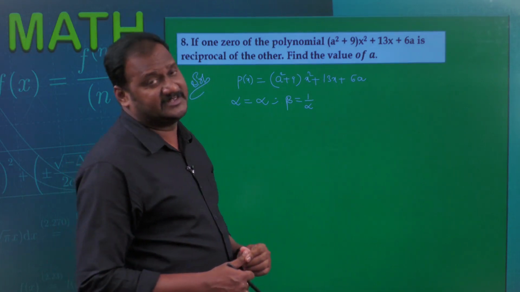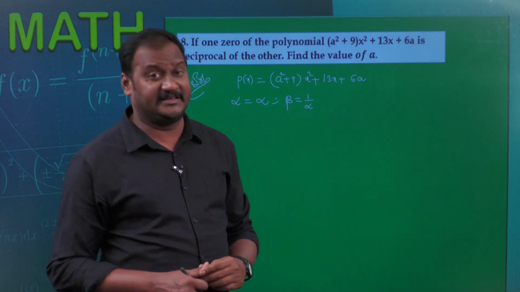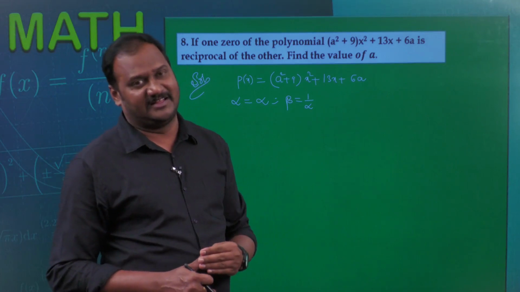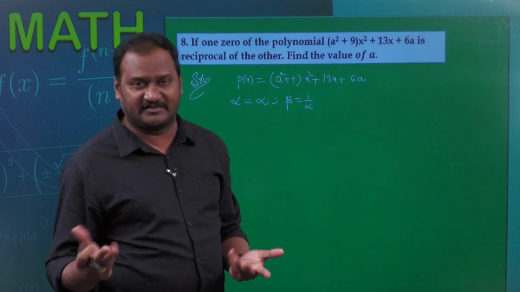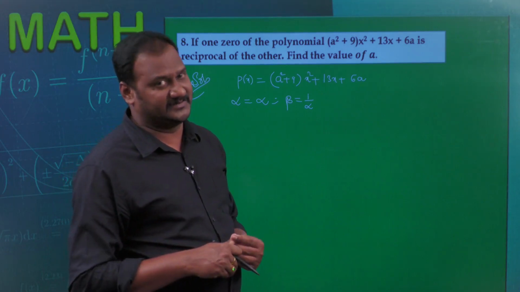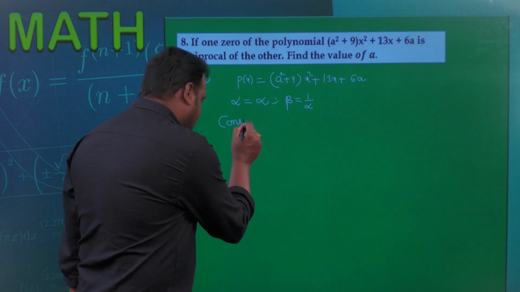And the second information is alpha into beta is equal to c by a. Alpha is alpha, beta is 1 by alpha. Then alpha into beta will become alpha into 1 by alpha, which will become 1. There is no variable. So that is the right way of choosing the information. Okay, so consider the product of zeros.